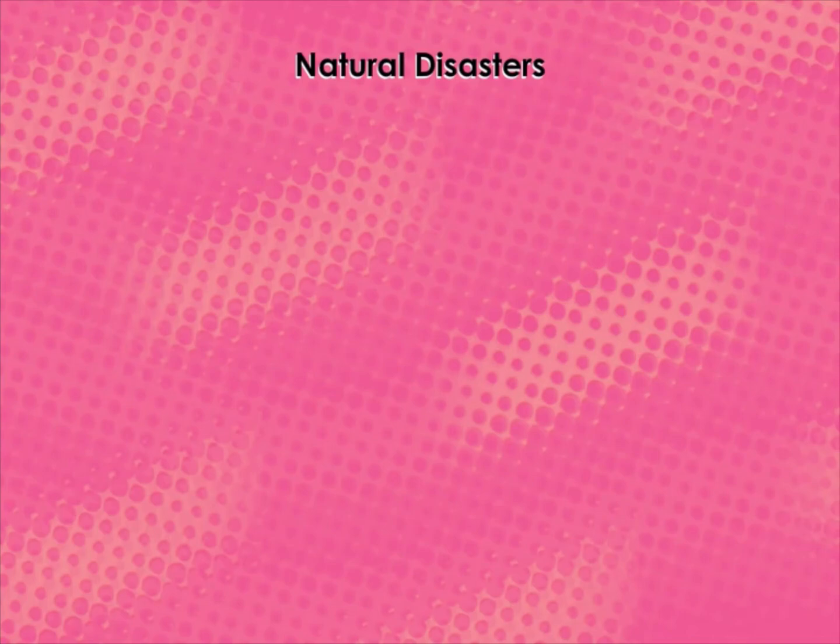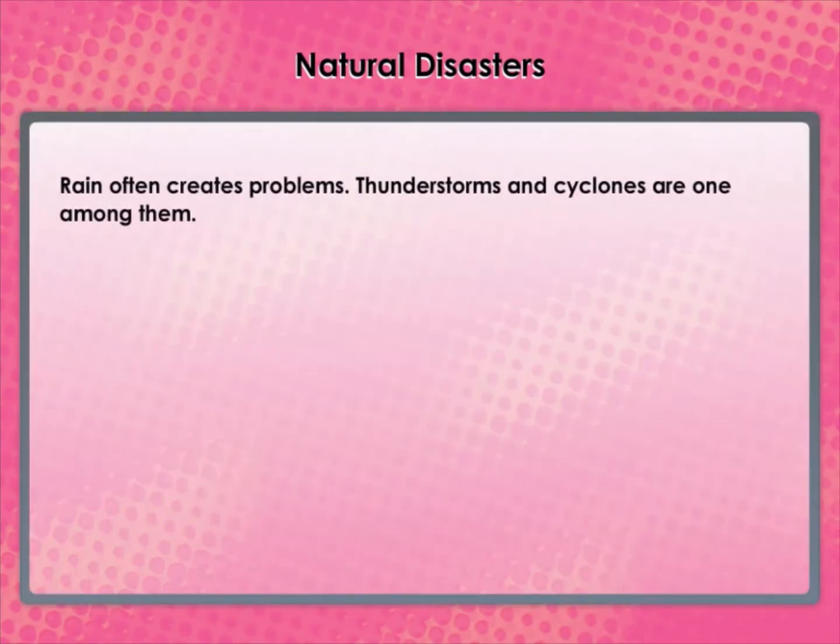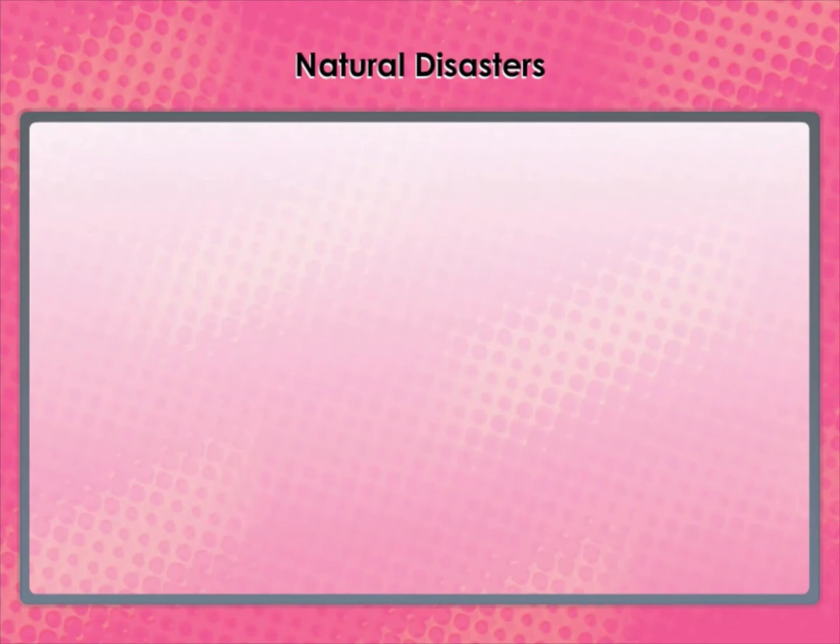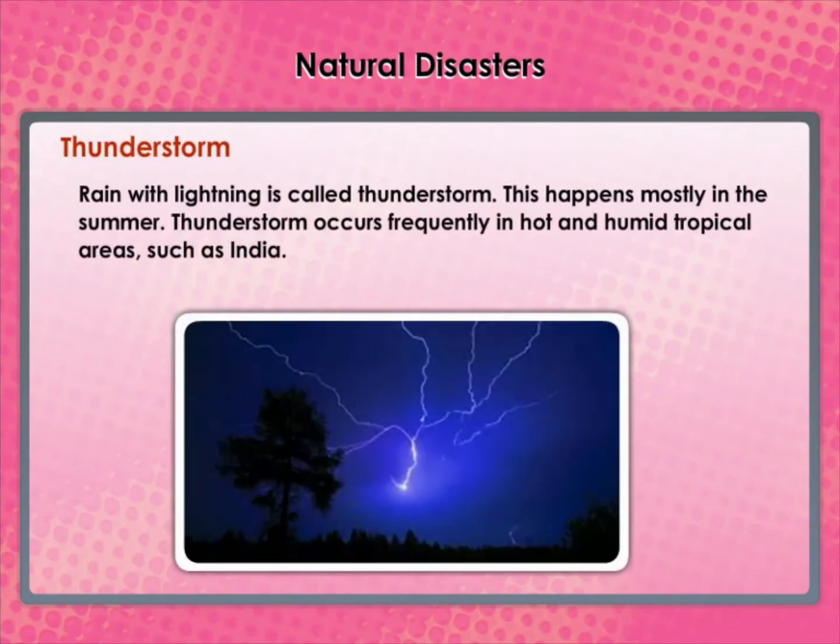Let us discuss some of the natural disasters caused by the wind factors. Rain often creates problems. Thunderstorms and cyclones are among them. First, let us see about thunderstorm. Rain with lightning is called thunderstorm. This happens mostly in the summer. Thunderstorm occurs frequently in hot and humid tropical areas such as India.